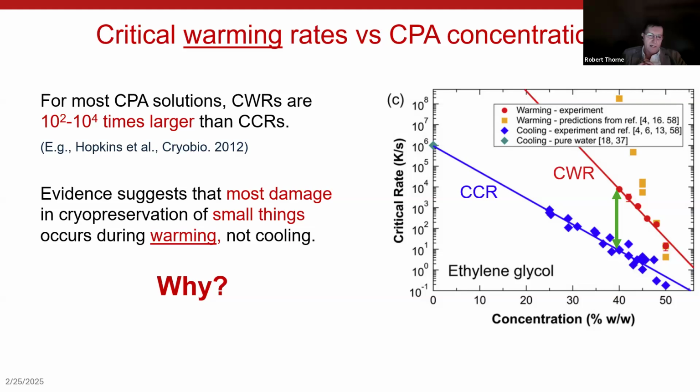And in fact, evidence dating back to Peter Mazur's work and probably earlier, lots of evidence suggests that much or most damage in cryopreservation of small things happens during warming and not cooling. So why is this the case? Why are critical warming rates so big?